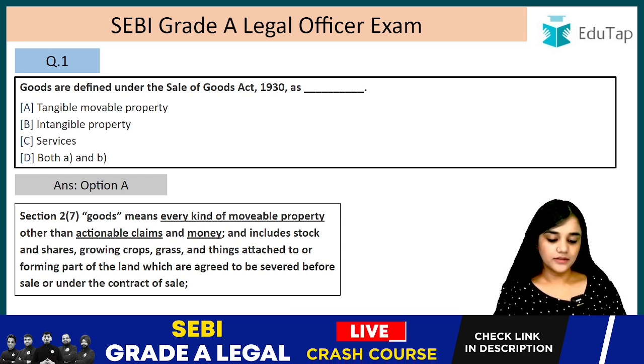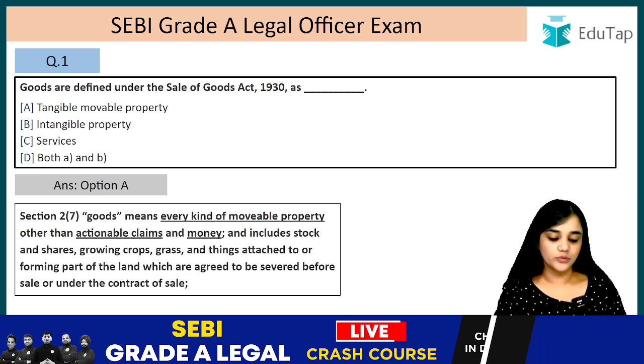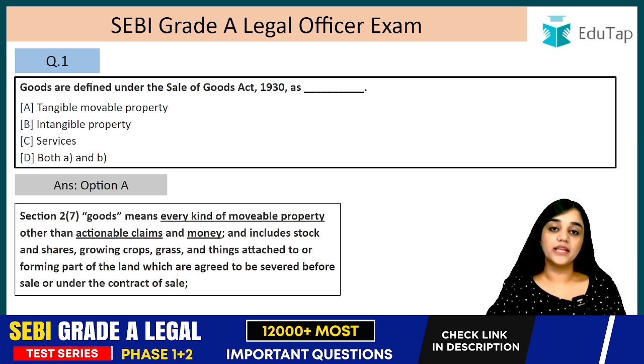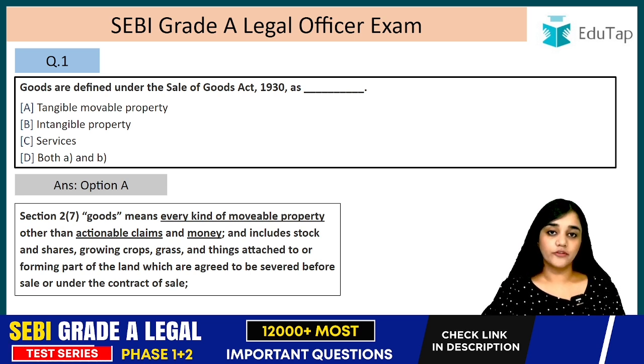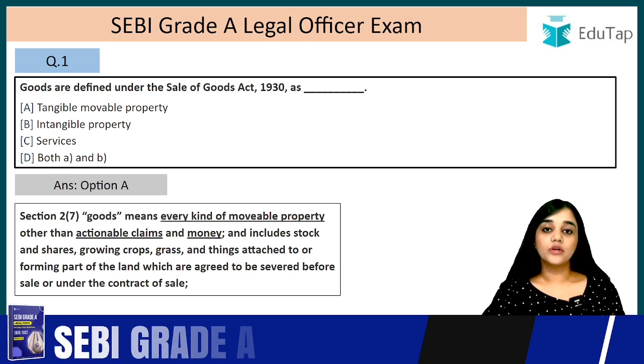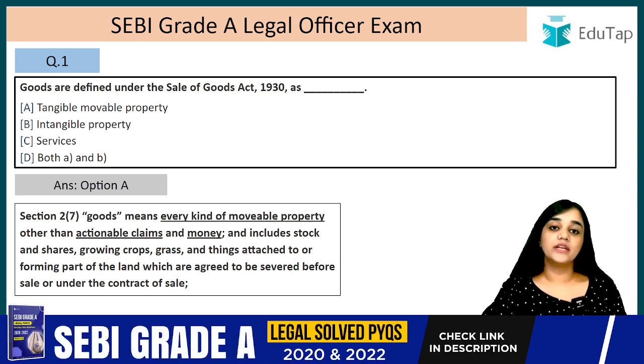Grass and other things attached to or forming part of the land which are agreed to be severed before sale or under the contract of sale. So any such thing which forms a part of immovable property, but before the contract or under the contract it is agreed upon that it will be separated from the immovable property and sold, it is goods, right? Now we read the entire definition. It will be clear to you.